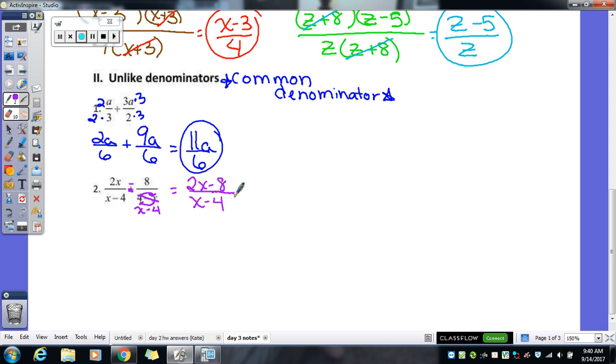And then we have to look, is there anything we can factor there? What can we factor? Well, not the 4 and the 8. What can we take out of the numerator? A 2. We can GCF factor a 2. So I get 2 times x minus 4 over x minus 4. So then what cancels now? x minus 4s. So our final answer there is a 2.